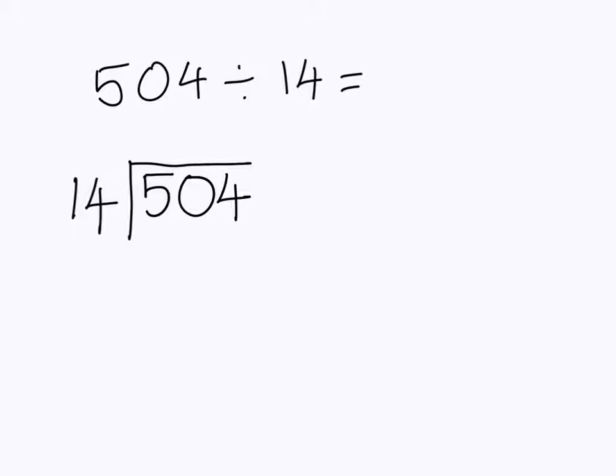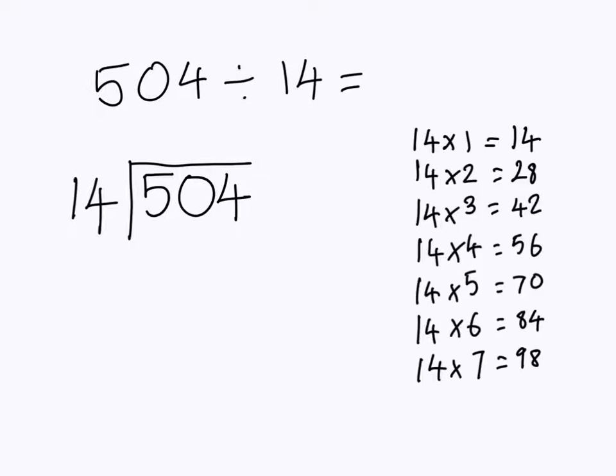First of all, I would set it out in the bus stop format. Now to solve this, I will be thinking about 14 and groups of 14. So I'm going to make this easier by listing the multiples of 14 before I start. And here's a list on the right hand side. I've gone down to 14 times 7, up to 98. You can go further, but I'll stick with that to start with, see if that's enough.